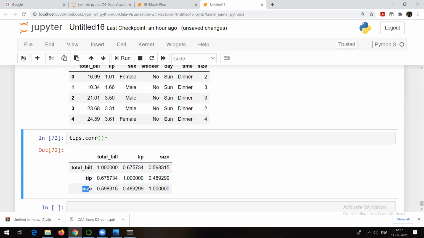Now what is this? This is the correlation between all the numeric columns in the data set. For example, I want to see total bill, how it is related to size. So almost 60% is related. Total bill and tip, 67% they are related. Right? This is the meaning of this. This is a correlation between all the columns. Total bill and total bill, it is 100% correlated.